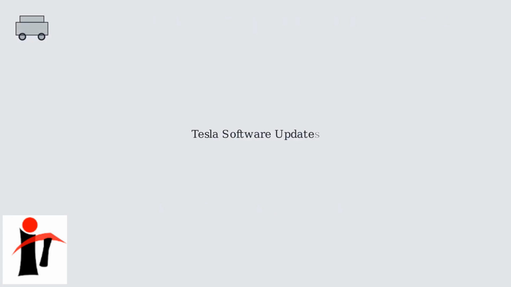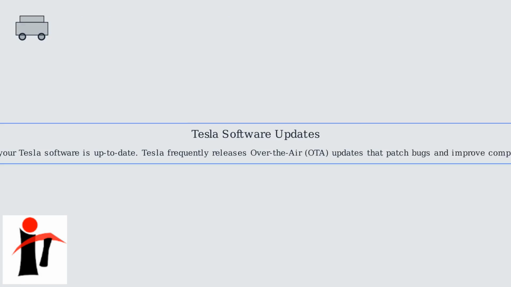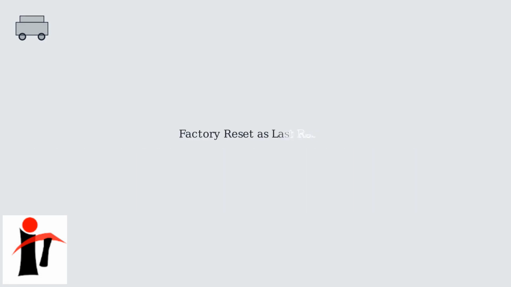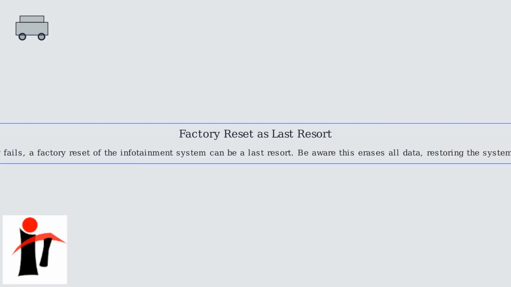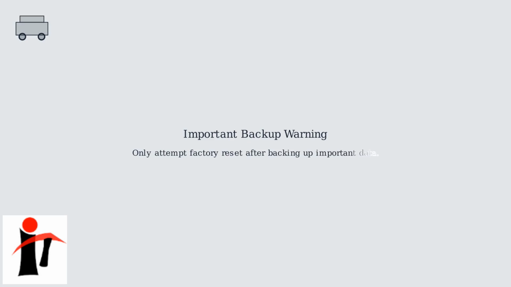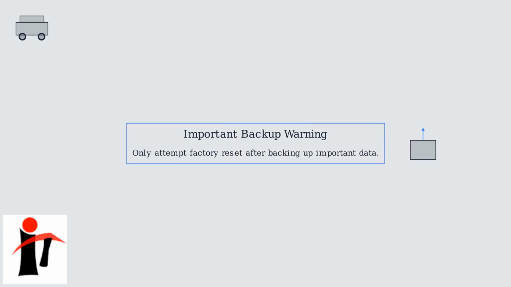Ensure your Tesla software is up to date. Tesla frequently releases over-the-air (OTA) updates that patch bugs and improve compatibility. If basic troubleshooting fails, a factory reset of the infotainment system can be a last resort. Be aware this erases all data, restoring the system to its default settings. Only attempt a factory reset after backing up important data.